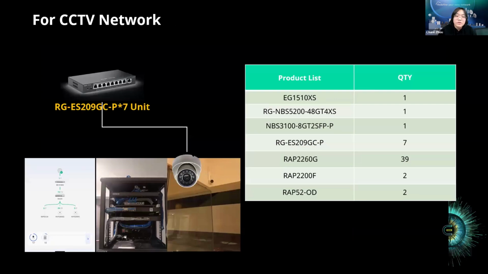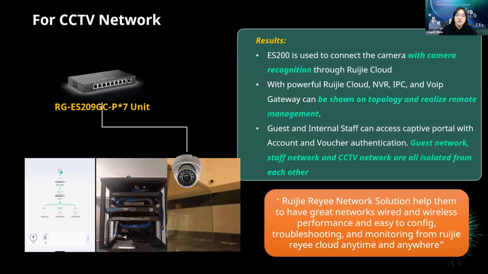So here is the product list of this case. The ES200 is used to connect with the IPC, with an uplink MBS series switch and AG1510 XS as the router, and they hope to realize coverage of both the CCTV network and wireless network. So why did they choose ES200 to connect the IPC? Because with the managed switch on Reyee Cloud, it can realize camera recognition.